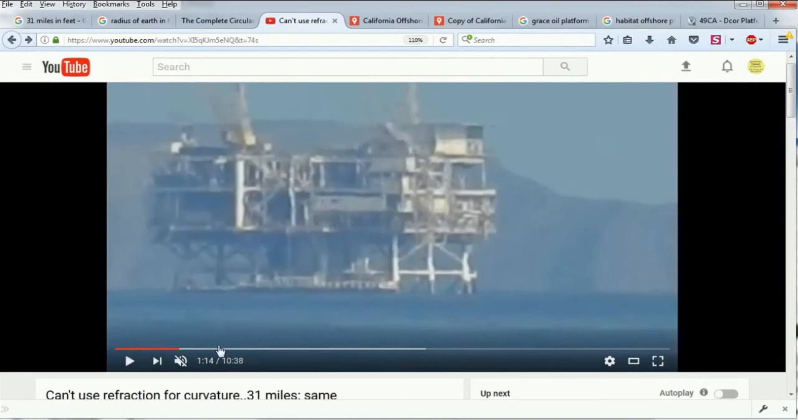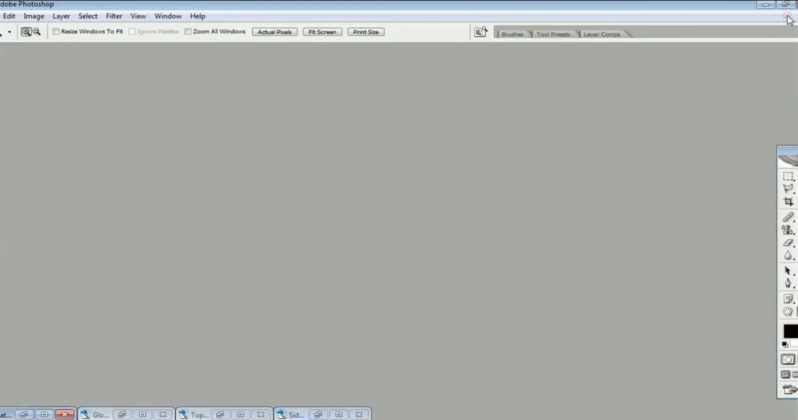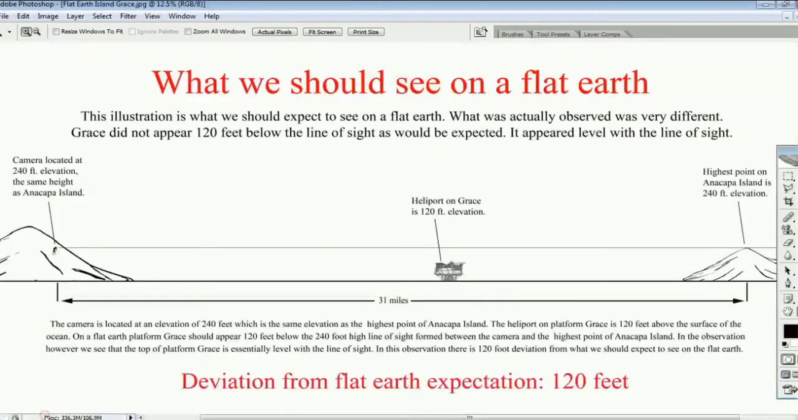So now what I'm going to do is show you another graphic that I made. And it's right here. This is what we should see, I would assume, if the Earth is flat. So I'm just going to read this. What we should see on a flat Earth. This illustration is what we would expect to see on a flat Earth.